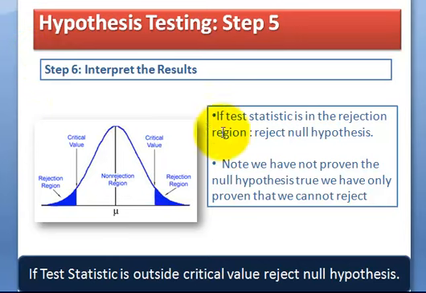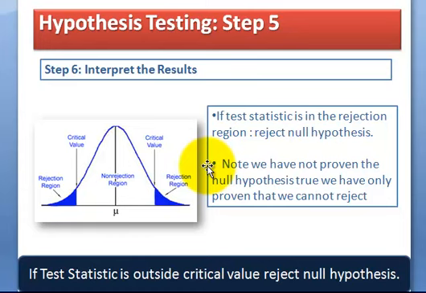So notice, if the test statistic is in the rejection region, we reject the null hypothesis. One important thing, just like in the court of law: if we don't reject the null hypothesis, we have not proven that the null hypothesis is true. We have just shown that we cannot reject it.